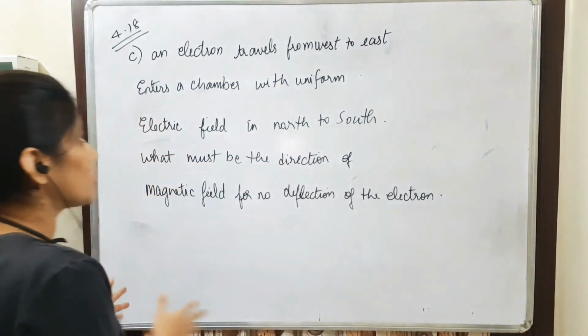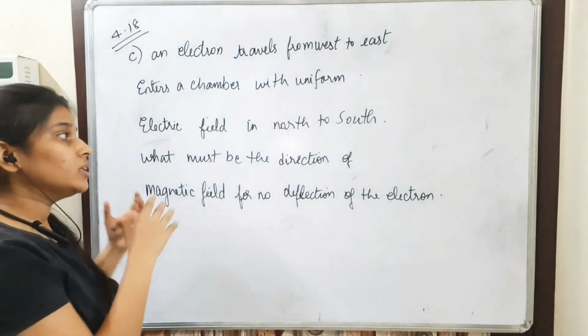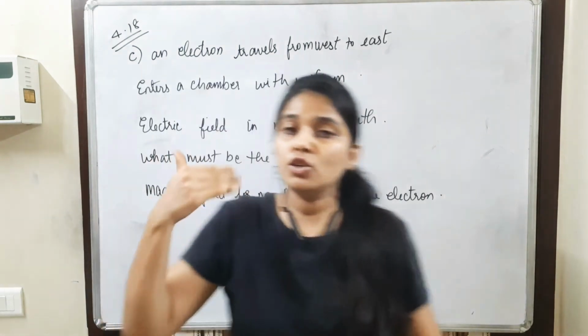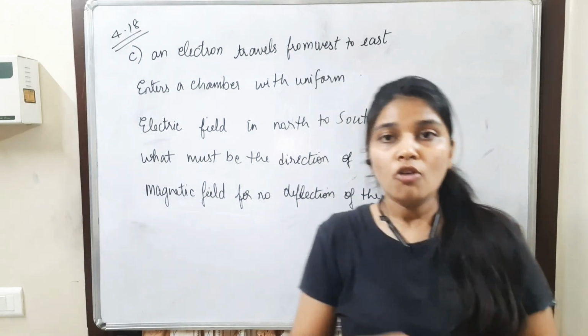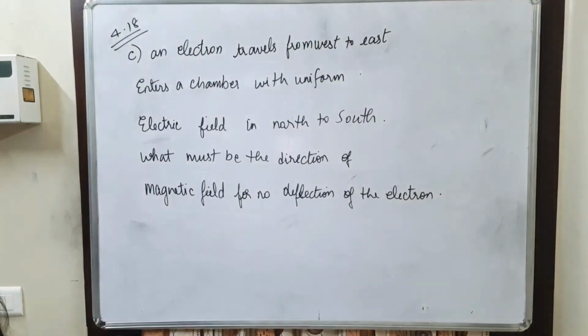So the answer for this question is, if the magnetic field is along the downward direction, then the deflection of the electron will be zero. The deflection due to the electric field will be cancelled by the magnetic field. So that is the answer for 4.18, and that is the end of this question. Moving on to the next question.